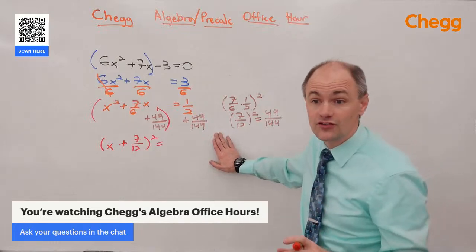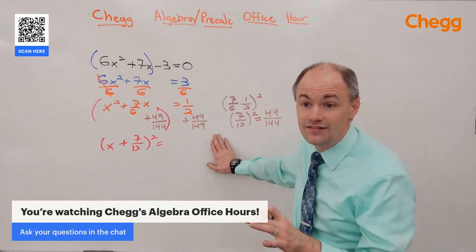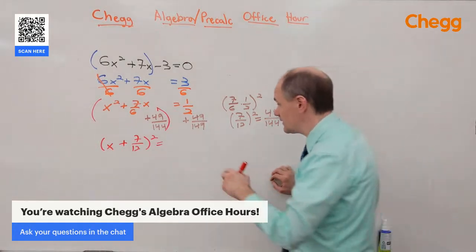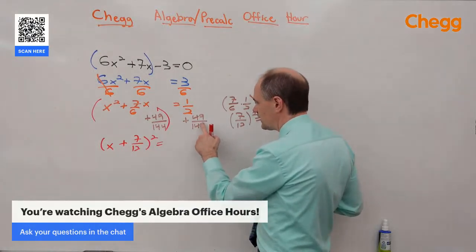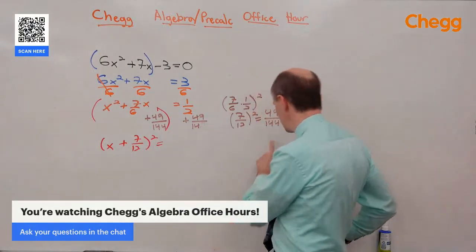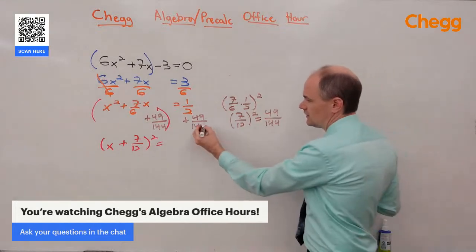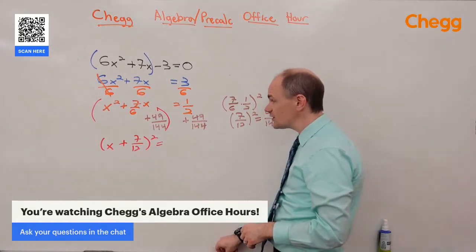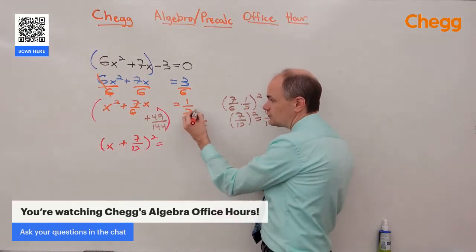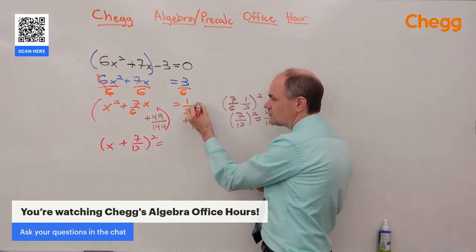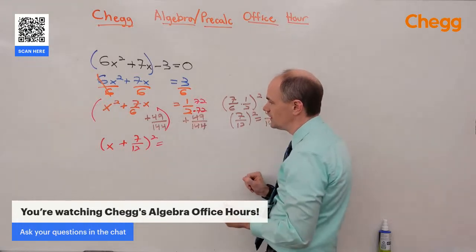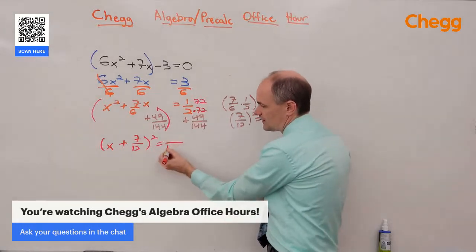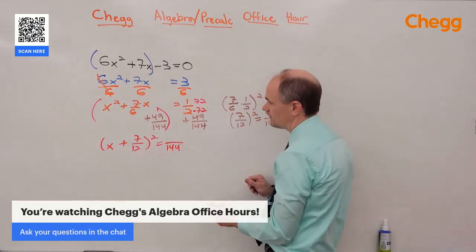In order to add fractions, we need to have a common denominator. I wrote 149 here. This should be 144. We said 144 here. Not sure what happened there. The common denominator is 144. So 2 times what is 144? 2 times 72 is 144. To give me that denominator of 144.